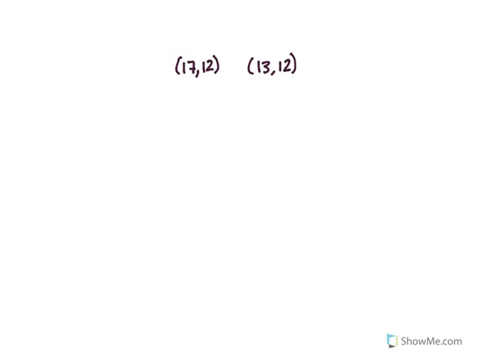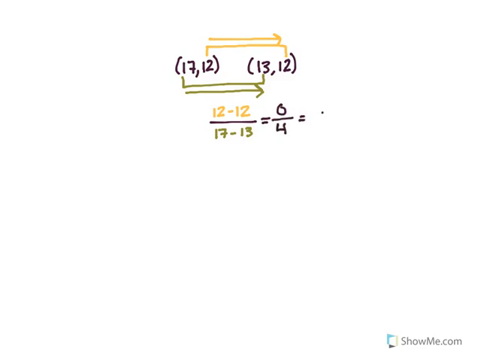Let's try another one. Okay, we have 17, 12, and 13, 12. So y's go on top. I'm going to work from left to right. So I have 12 minus 12. And then x's go on bottom. I'm going to work left to right again. We have to be consistent. So 17 minus 13. And we get 0 divided by 4, which is just 0. So this is just a flat line. It's just a horizontal line.